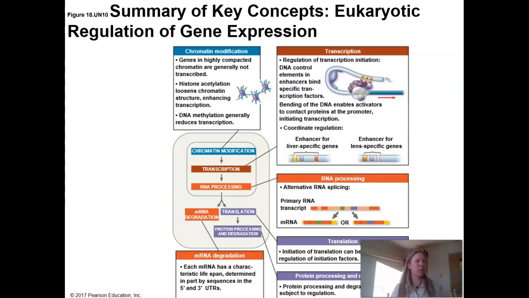And again, they do a nice job in this image of spelling that out for you. Genes in highly compacted chromatin are not transcribed. They're telling you more specifically the process is called acetylation. Don't worry about it, but realize when it's more open, that's when we see transcription taking place.